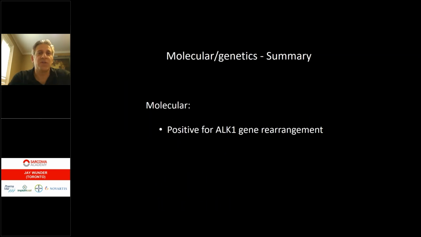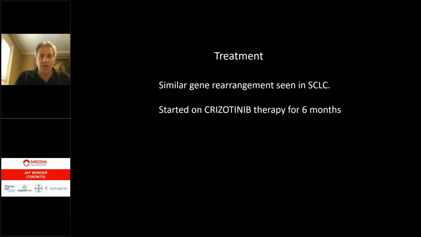And then I went for molecular testing and came back with an ALK gene rearrangement. And so based on the ALK gene rearrangement, we just called this an ALK positive neoplasm or malignancy. It was the same gene rearrangement that's seen in small cell lung cancer. And so the patient was started on Crizotinib, the same tyrosine kinase inhibitor used for small cell lung cancer.